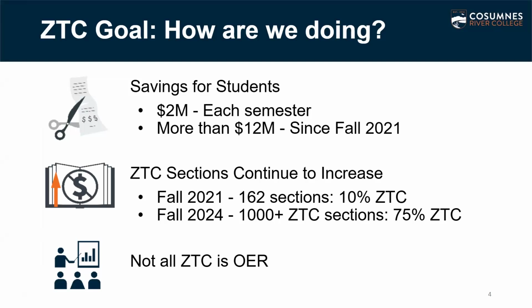What we have estimated is that we save our students about $2 million in textbook costs each semester for our zero textbook cost sections. Since fall of 2021, that has equated to about $12 million in savings. So a huge amount of money is being saved by our students. Not only is it breaking down the financial barrier, but also I've had meetings recently with administrators from other colleges, because we're supporting some other colleges in trying to do this work as well.